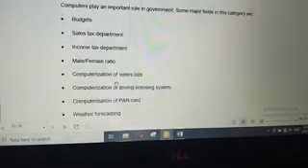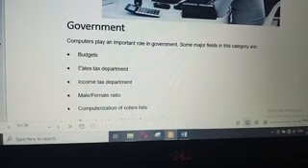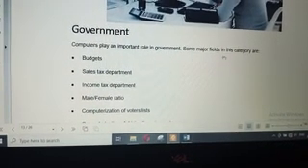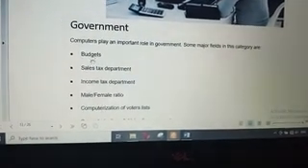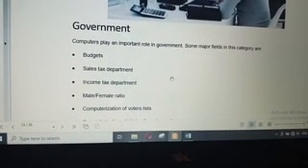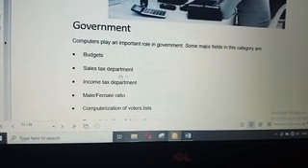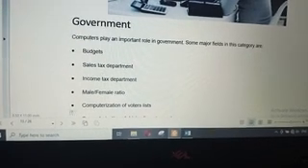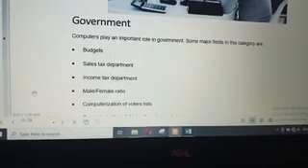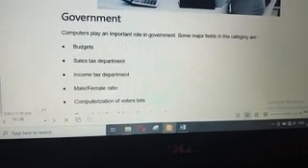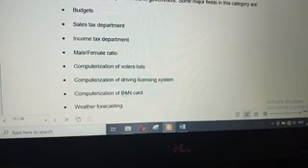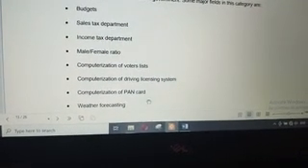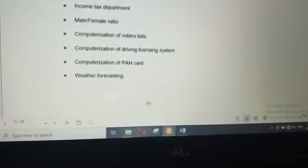Computers are also used in government. Computers play an important role in government. Some major fields in this category are budget. The government uses computers to design and calculate their budget, sales tax department, income tax department, and to calculate the male/female ratio in a country. So it's very important. We also have computerization of voter lists, computerization of driving licensing systems, computerization of PAN cards. PAN means personal area network.